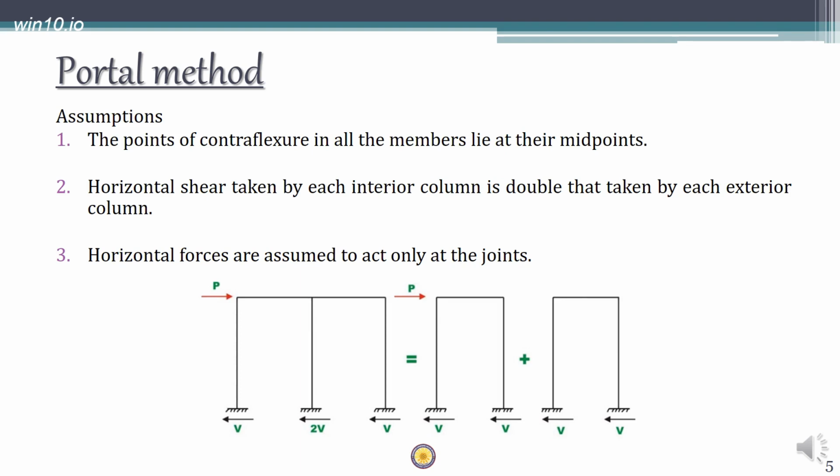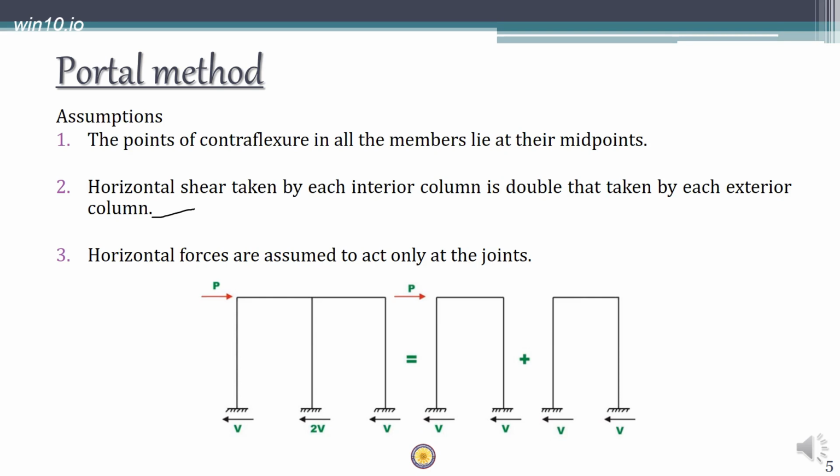The second and most important assumption is that the horizontal shear taken by each interior column is double that of each exterior column. This is depicted here in the diagram. You can see a 2-bay portal frame with 2 exterior columns and 1 interior column. Note that the base shear in the exterior columns was marked as V at both ends, but the interior column has 2 times V.